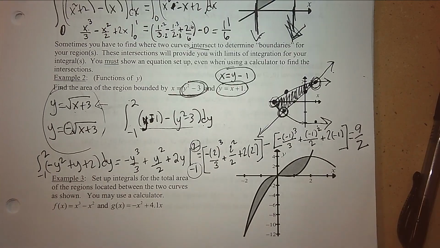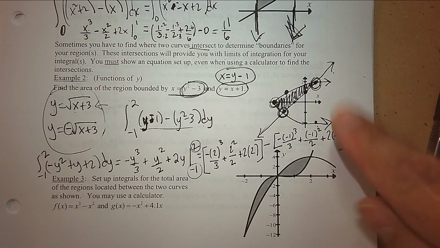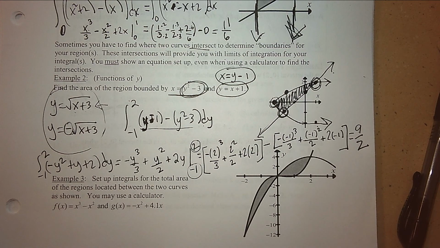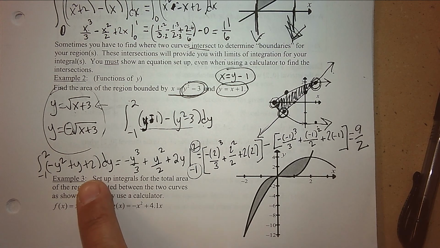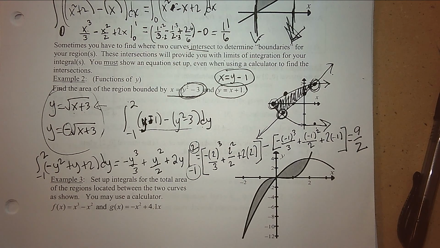9/2. What we need to know is, if you're allowed to use a calculator, could you find the points of intersection using your calculator? Could you set up the integration properly and get the answer 9/2 with your calculator? So when you do your homework, do it by hand as best you can, and then practice with your calculator, okay? And then I'll see you on Tuesday, Lord willing.